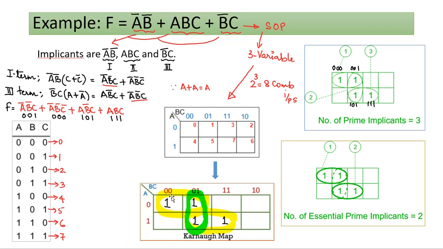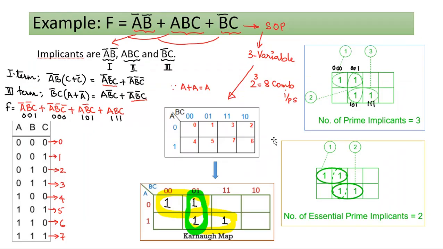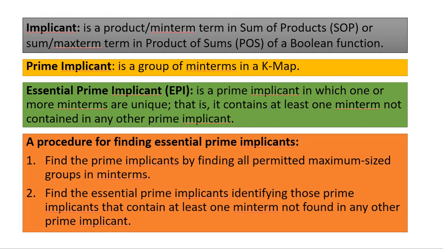So if you see here, we have a total of three groups, and the groups are denoted as 1, 2 and 3. This is group 1, the green one is group 2, and this yellow one is group 3. So that is a group of minterms in a K-map. According to the definition, however many groups are present, that many prime implicants are present. Because you have three groups, the number of prime implicants will be 3.